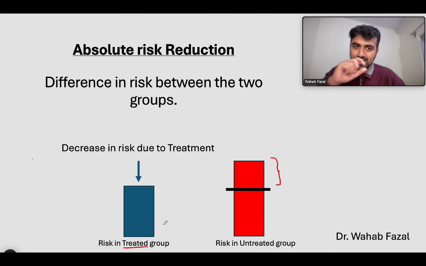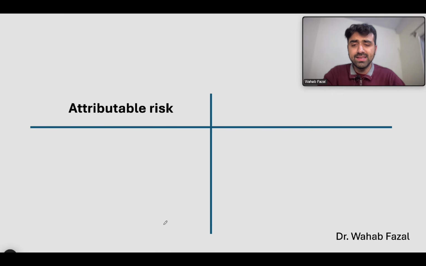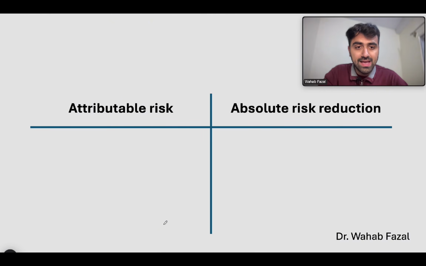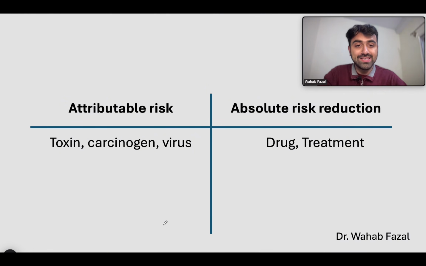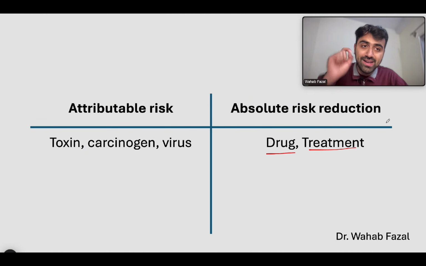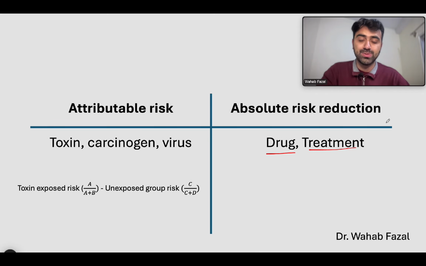Now let us look at the formulas and the differences between the two. If you haven't understood this till now, you'll understand it now, at least how to do the questions. Attributable risk talks about toxin, carcinogen, viruses. Absolute risk reduction talks about drug and treatment. Whenever you have a drug or a treatment, just know that the risk in the treated group, people who got the medication, should be less for developing the outcome if your medication is working.